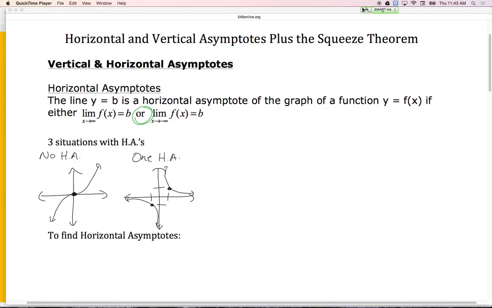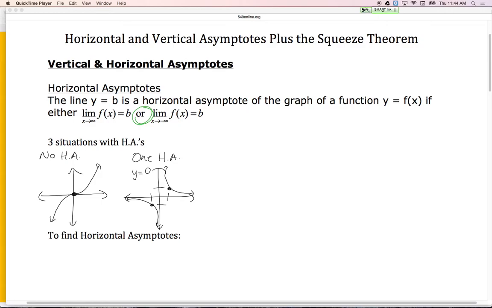Okay, it approaches 0 at both ends. So the horizontal asymptote there would actually be y equals 0. That's what the horizontal asymptote is, y equals 0. What's another example? Volcano. I'm not going to draw that one, but the volcano would be another example.